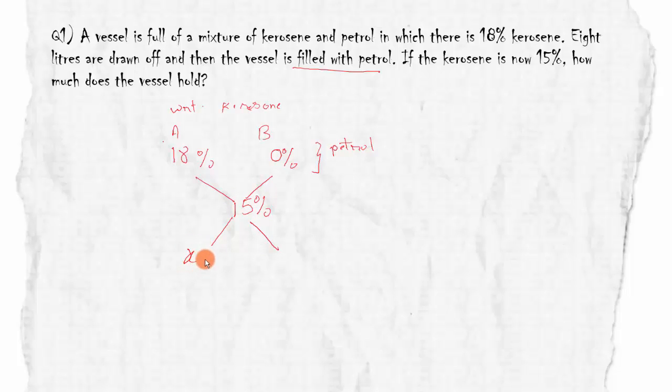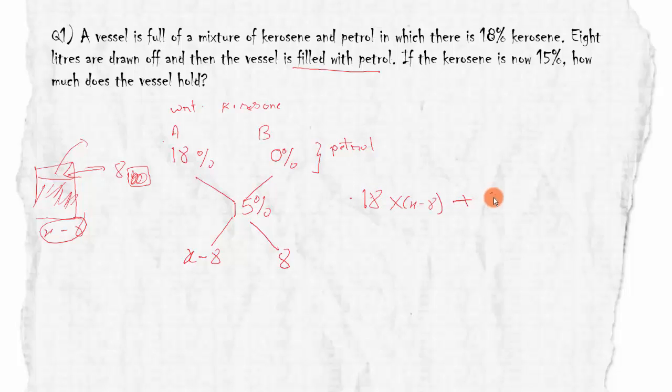What was the weight that we had mixed? X minus 8 and 8. Remember, we had taken out of this X liters and we filled 8 liters. So we are mixing X minus 8 liters, which was this, to 8 liters, which is this. So by the concept of weighted average, we have 18 times (x minus 8) plus 8 times 0, divided by (x minus 8) plus 8, is equal to the final concentration. That is, x equal to 36 liters is the answer.